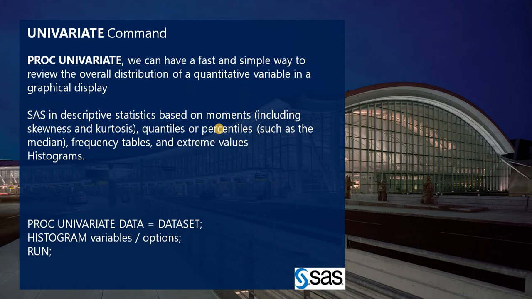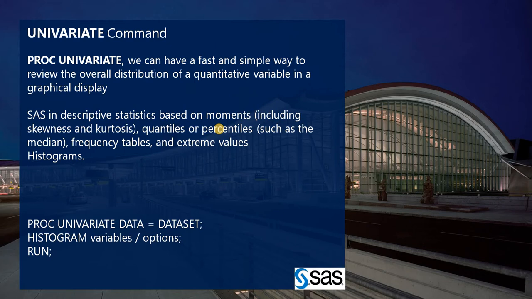PROC UNIVARIATE gives us a fast and simple way to review the overall distribution of a quantitative variable in a graphical display. With the help of UNIVARIATE in SAS, we get descriptive statistics based on moments, including skewness, quantiles, and percentiles such as the median, a frequency table, and extreme values, as well as histograms.